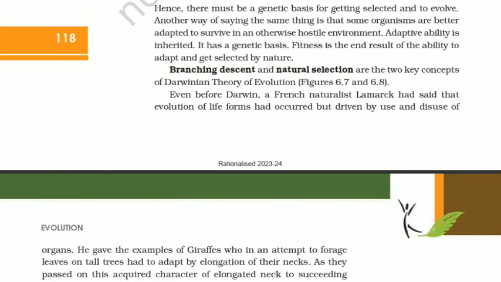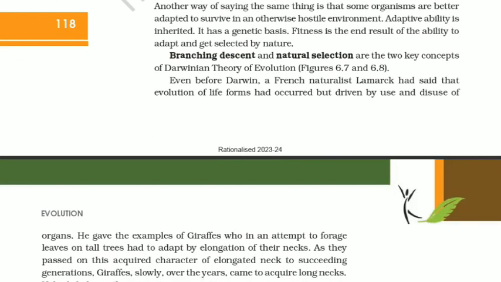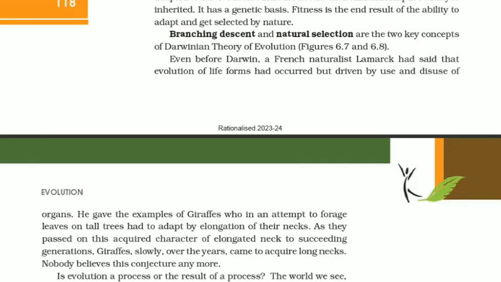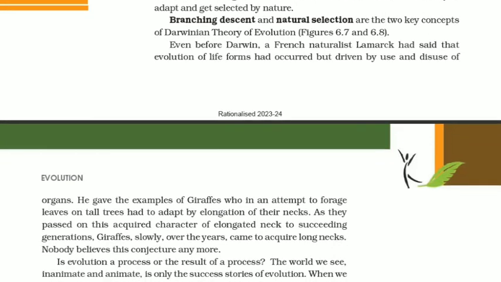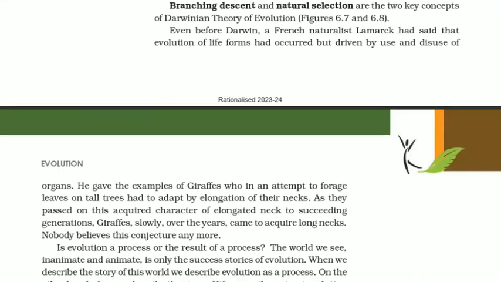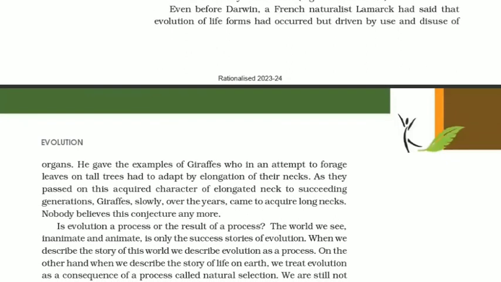Another way of saying the same thing is that some organisms are better adapted to survive in an otherwise hostile environment. Adaptive ability is inherited. It has a genetic basis. Fitness is the end result of the ability to adapt and get selected by nature. Branching descent and natural selection are the two key concepts of Darwinian theory of evolution.